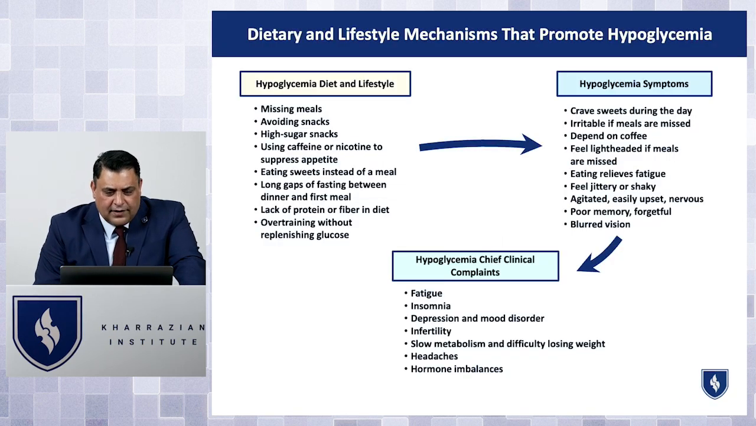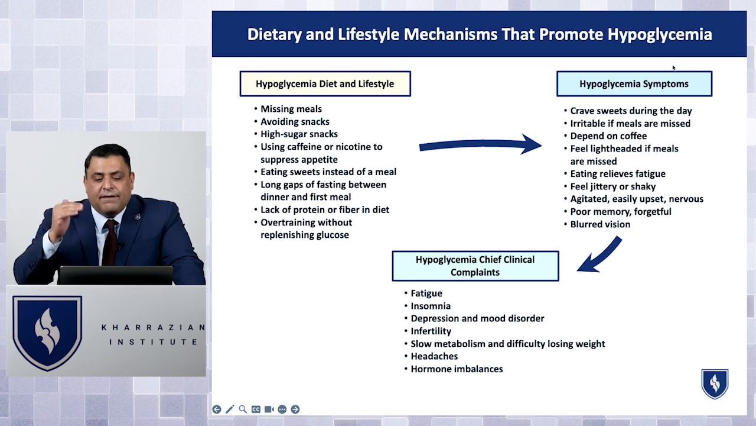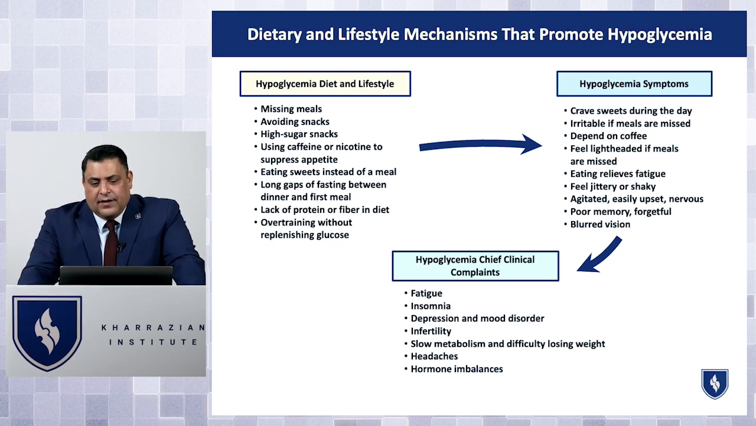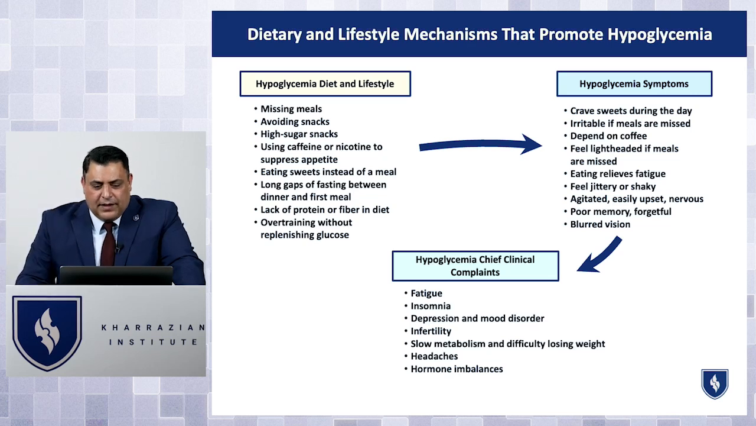So this is the chart that goes into dietary and lifestyle patterns that promote hypoglycemia. Okay? And if someone has hypoglycemia or insulin resistance, you can never fix the adrenal glands. And if someone has hypoglycemia or insulin resistance, you can never really fix stress resiliency issues. So this becomes a central part of the web that you have to address when it comes to imbalances.